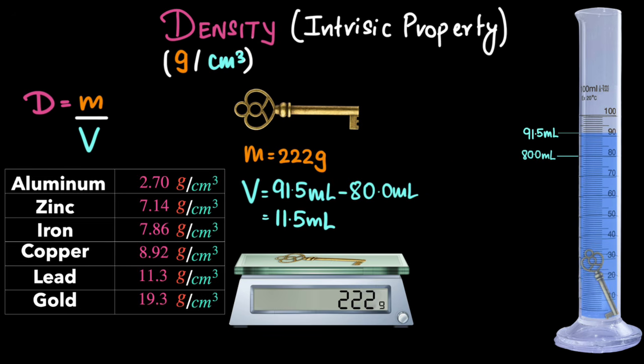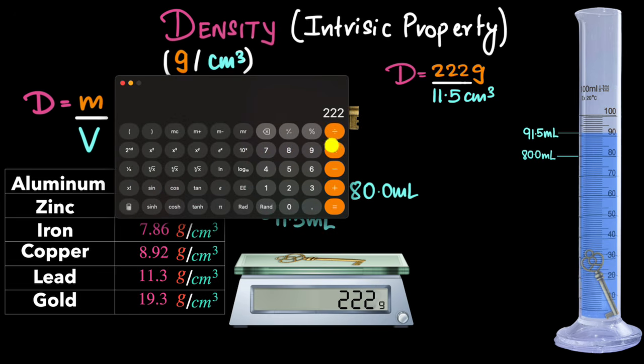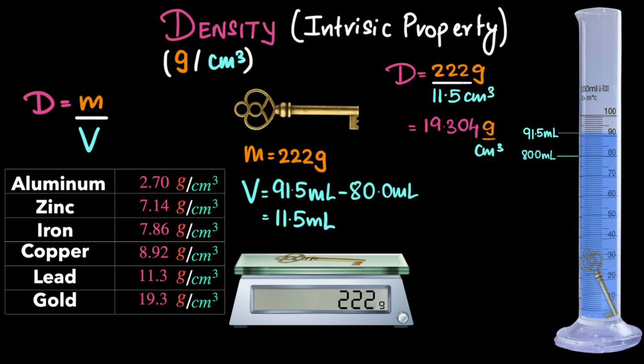And so now we can figure out its density. So the density would be mass divided by its volume. Moment of truth. Let's bring back our calculator one more time. 222 divided by 11.5. We get 19.304. And again, if we just round this off, we'll get 19.3 grams per cm cube. And if we look over here, oh, indeed, gold has a density of 19.3 grams per cm cube.